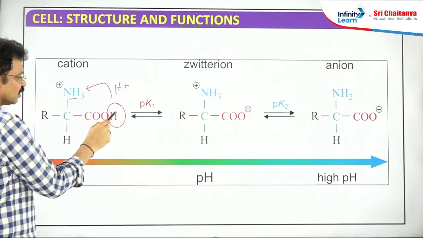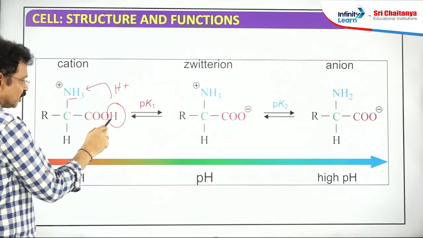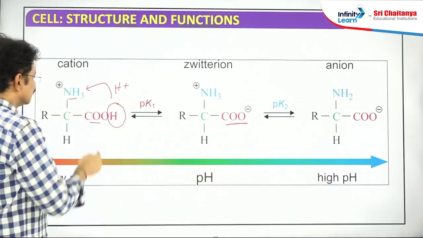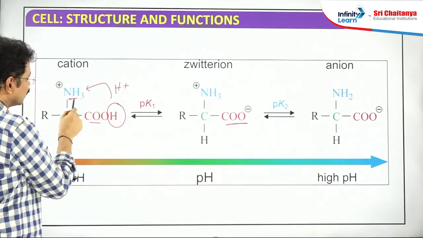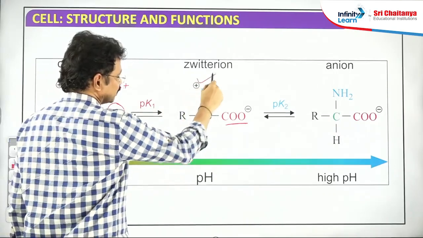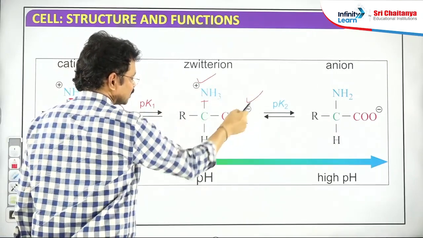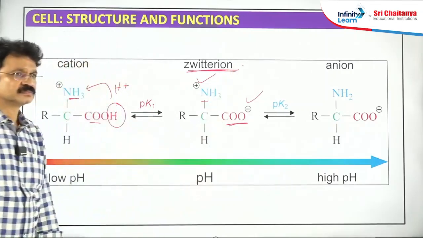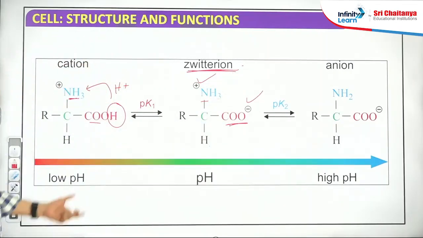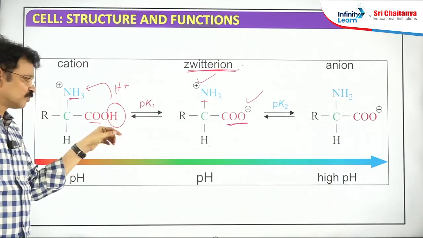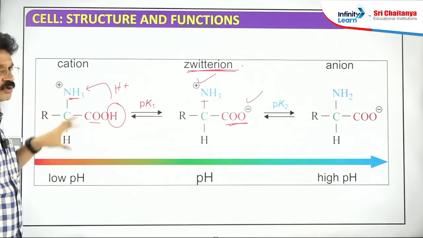By losing that proton, the carboxylic group becomes COO minus. By gaining one proton, NH2 becomes NH3 plus. Positive charge and negative charge both are there. That is the meaning of the zwitterionic concept. Is it clear? Just intramolecular shifting is there. One proton shifted from one group to another group within the single molecule.